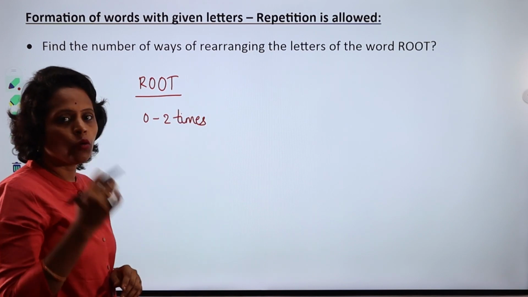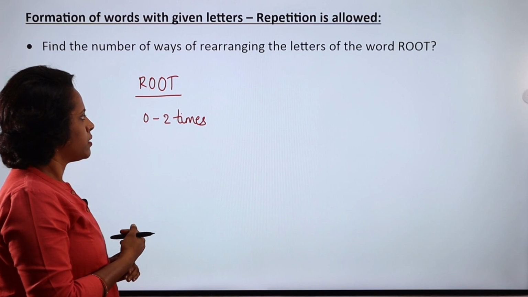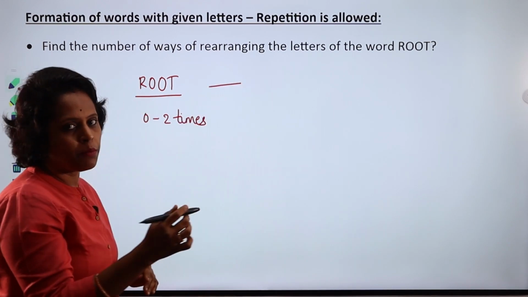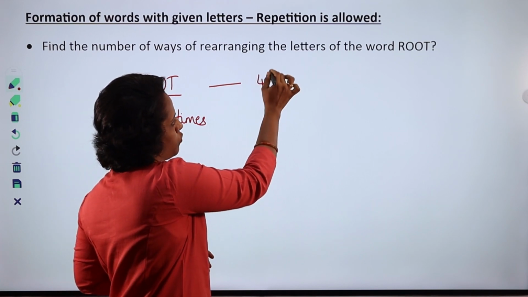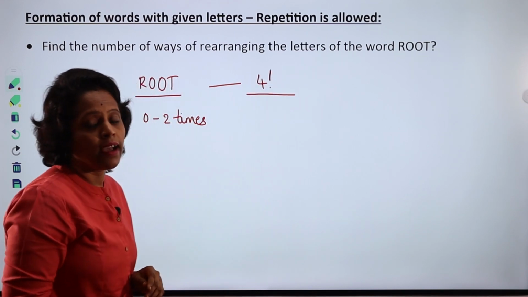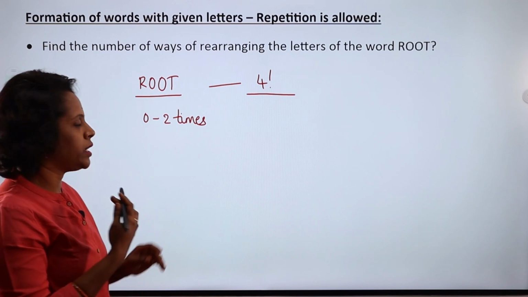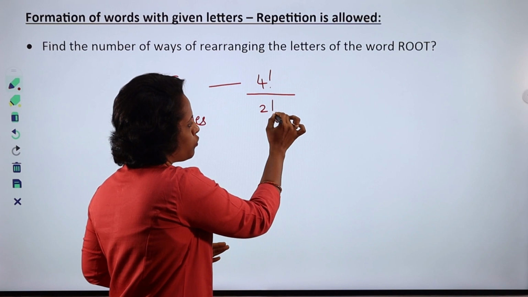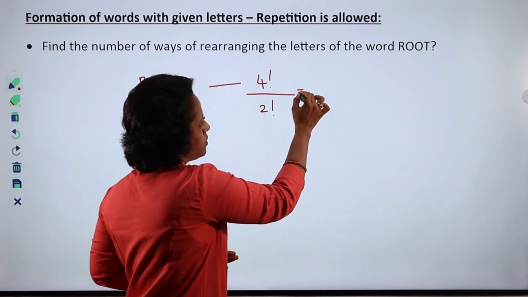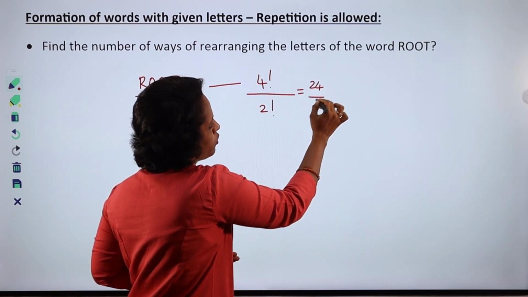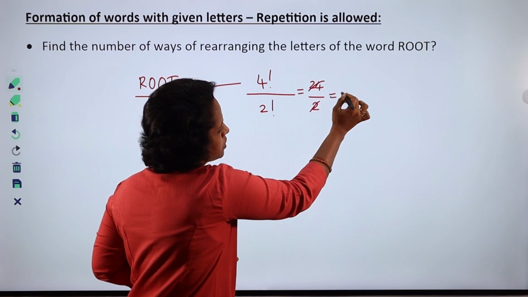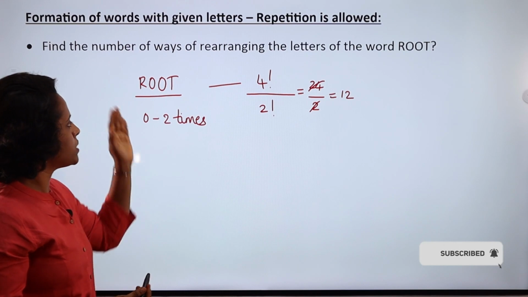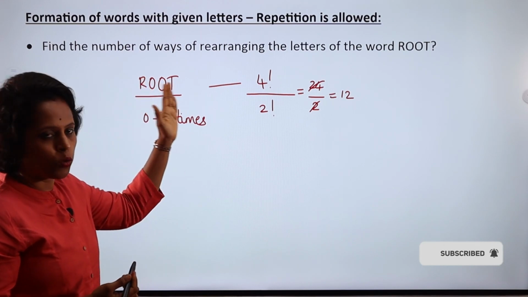The letter O is repeated twice. Now the formula here goes: total number of letters in the numerator, 4 factorial, and how many letters are repeated and how many times? Letter O is repeated 2 times, so I'll go with 2 factorial. 4 factorial is 24, divided by 2 factorial, which is 2. On cancellation we get 12. So 12 words can be formed using the letters of the word ROOT.